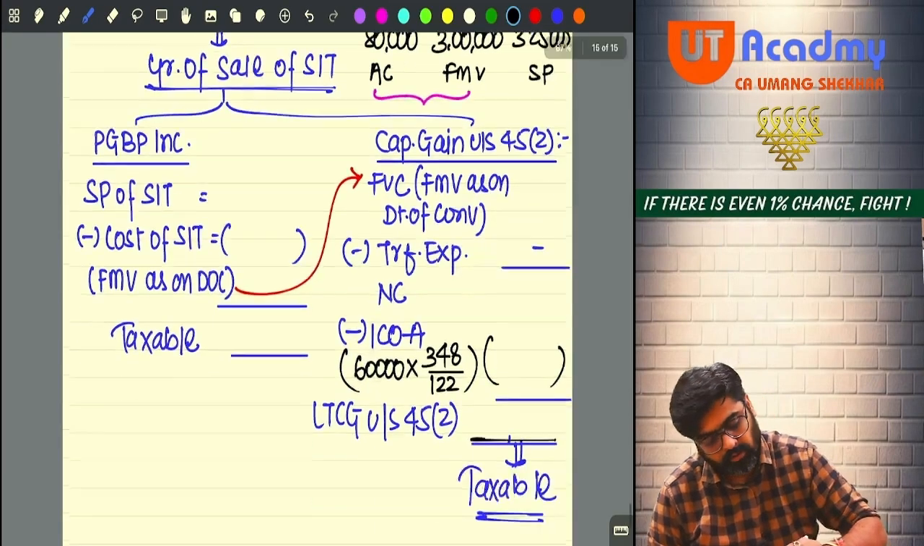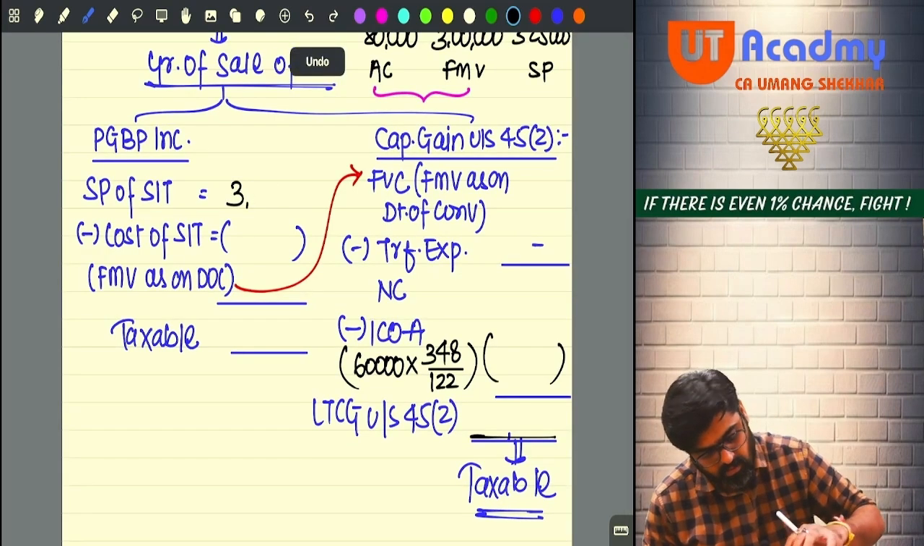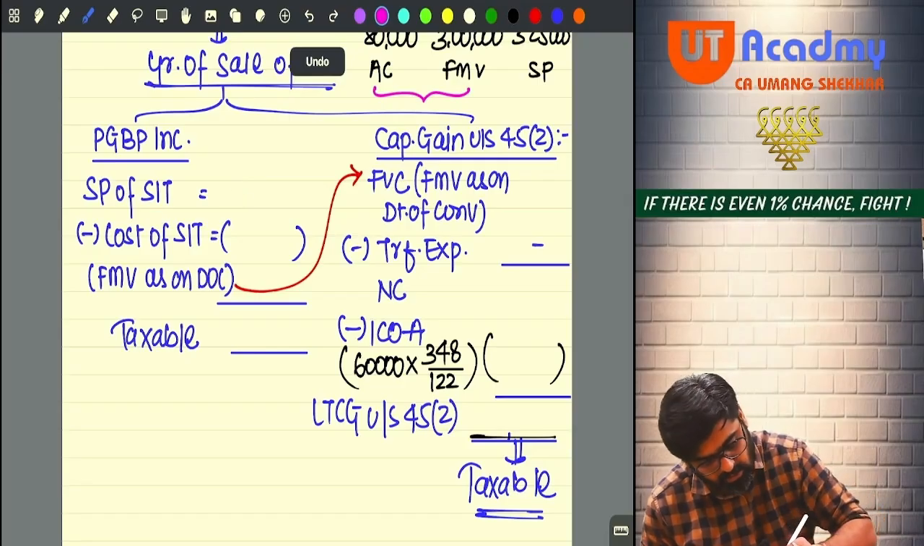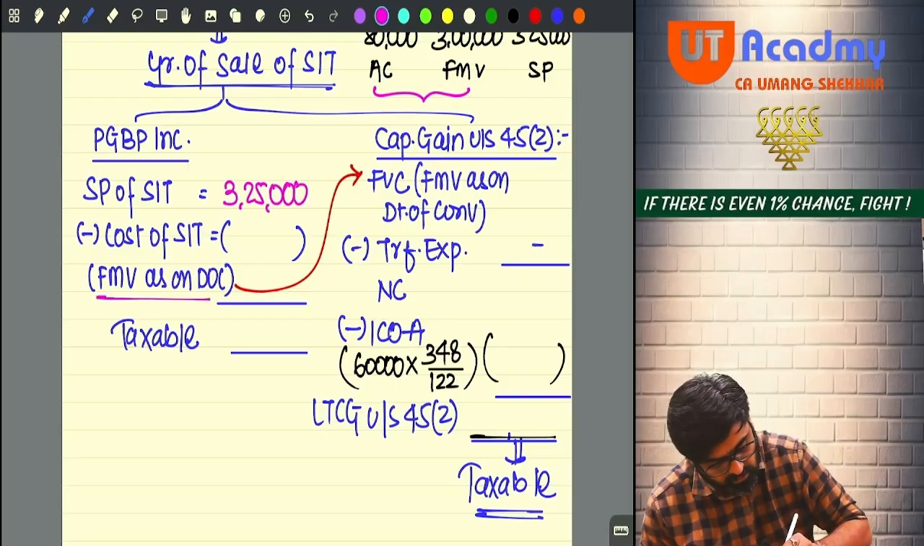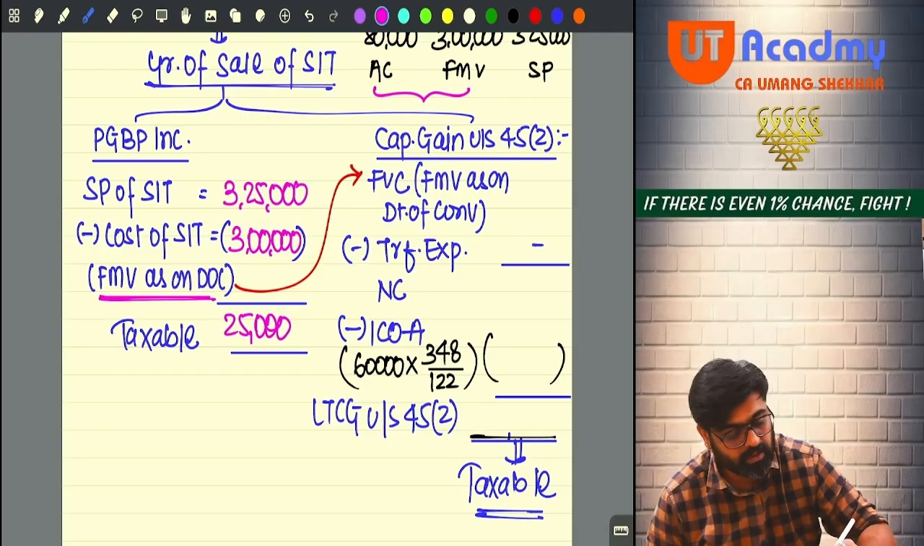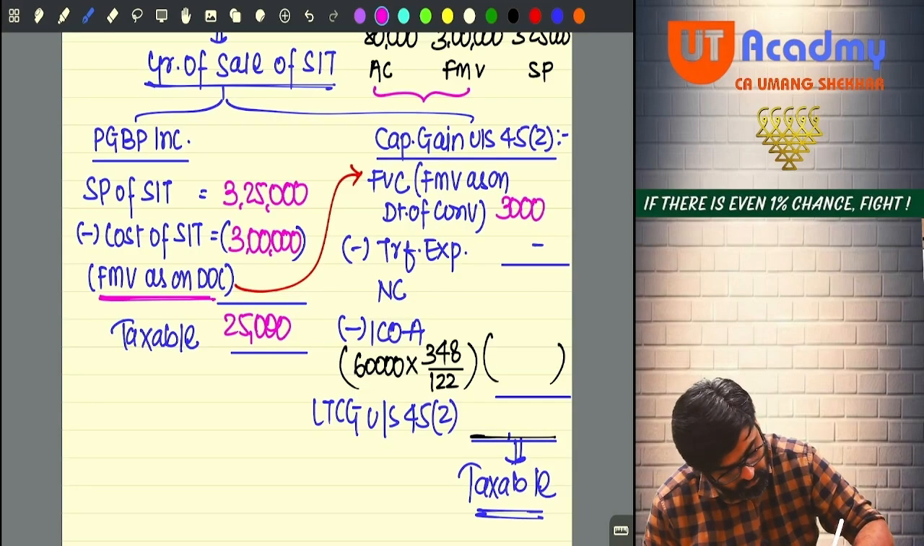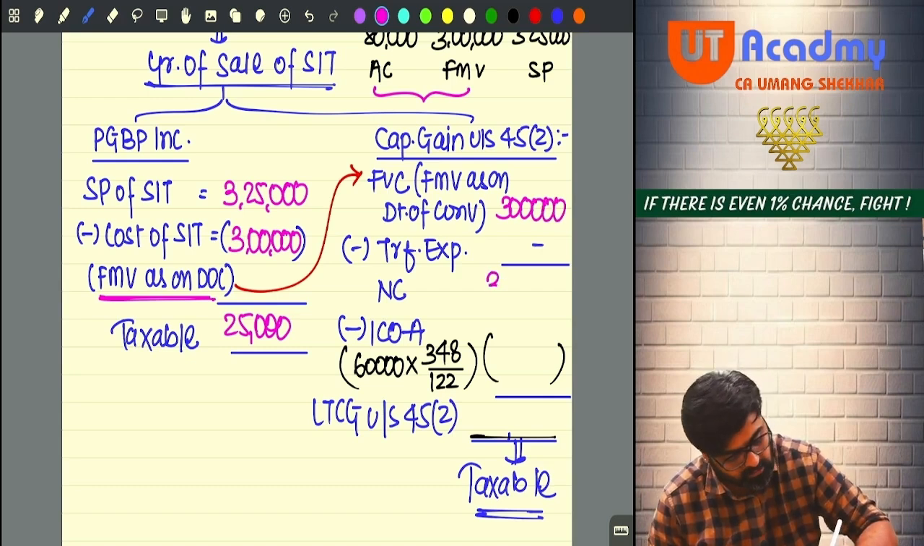Done. So selling price of stock in trade was 3,25,000. What was the cost? Fair market value as on the date of conversion, 3 lakhs, sir. Sir, what is the PGBP? 25,000, sir. So this same fair market value will now be taken as full value of consideration, 3 lakh, minus transfer expense, nothing. Net consideration is 3 lakhs.